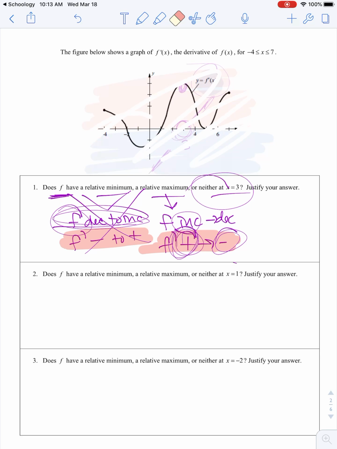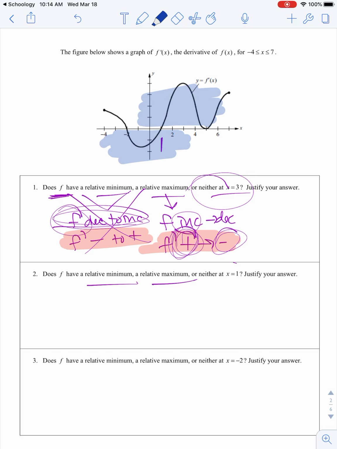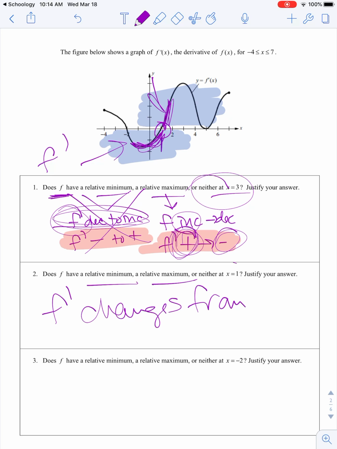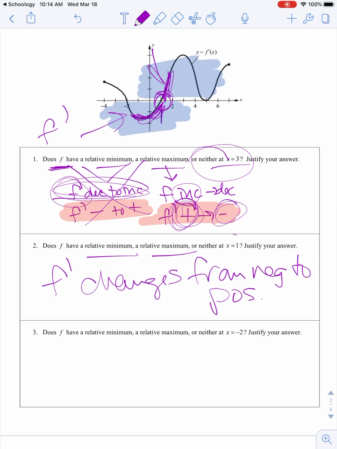Let's see what's happening at 1. So when x equals 1, we're right here. So do we have a minimum or a maximum? Is the derivative changing from negative to positive or positive to negative? So let's see, at 1, what's going on? At 1, the derivative changes from negative to positive. Right here, the derivative is negative. Right here, the derivative is positive. So if the derivative changes from negative to positive, that is creating a minimum. So that's why it's a minimum. F, the function f, has a minimum at 1. Why? Because the derivative is changing from negative to positive. Again, using the derivative.